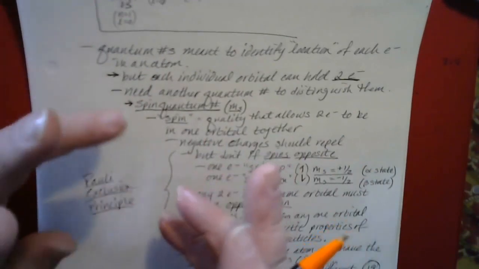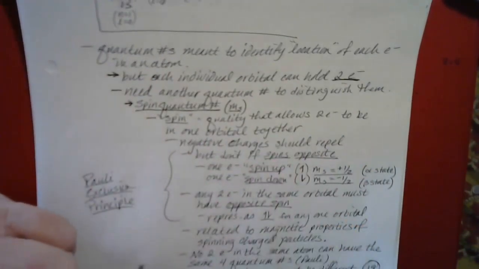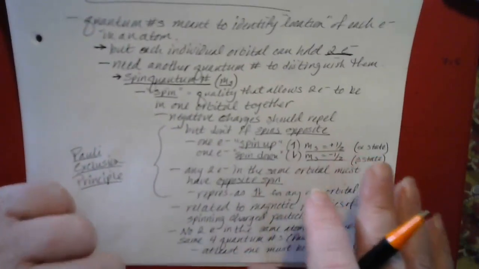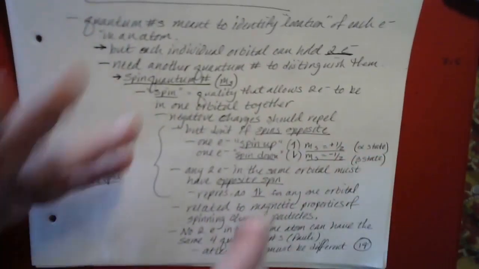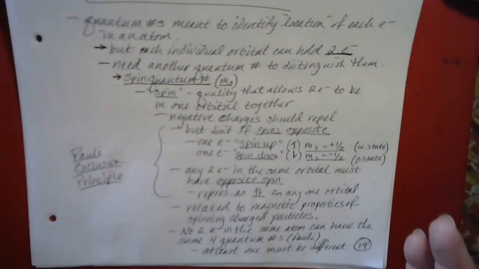Quantum physicists came up with this quality known as spin, and the theory is that if they have opposite spins, then they can coexist together in the same orbital at the same time without repelling. And it has to do with the magnetic field that results when charged particles are in motion. Anytime electrically charged particles are in motion, they create a magnetic field. And so if the electrons are spinning in opposite directions, then they create essentially opposite magnetic fields and they no longer repel each other.